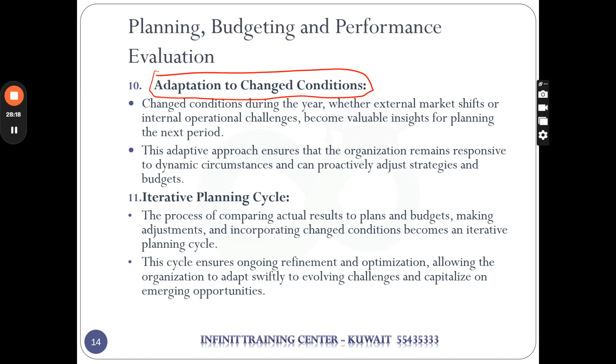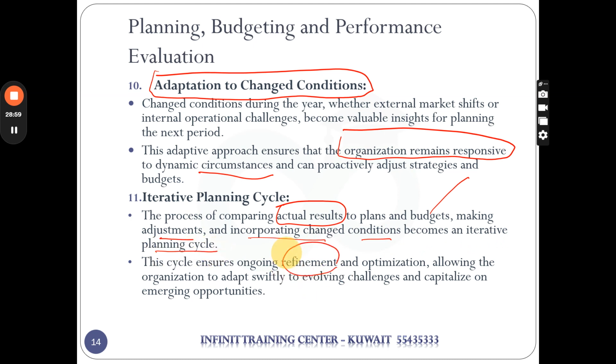So now you have to adapt to the changes happening in the market. When you are adapting to the changes, or you are flexible, then the organization remains responsive to the dynamic circumstances that are happening in the market. So the process of comparing these actual results to plans and budgets, making adjustments and incorporating changed conditions becomes an iterative planning cycle. And this cycle ensures ongoing refinement and optimization.